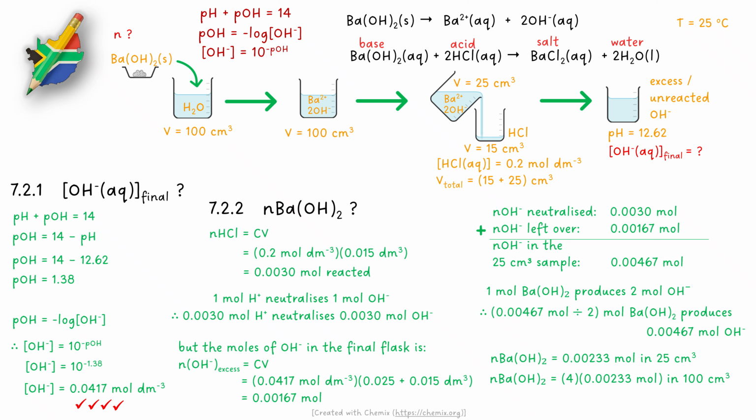All that is left to do is to multiply this value by 4 to get the moles of barium hydroxide in the original 100 centimeter cubed solution. Doing this, we get 0.00934 moles of barium hydroxide dissolved initially in the 100 centimeters cubed of water.